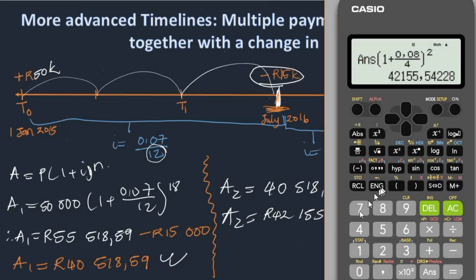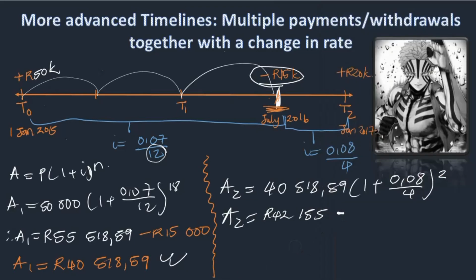42,155.54. Now, what else happened? What else happened is that at the end, this person deposited 20K. So which means on the amount that I have, I'm supposed to include 20,000 there. Which means my final accumulated amount, I add 20 there, I'm going to get 62.